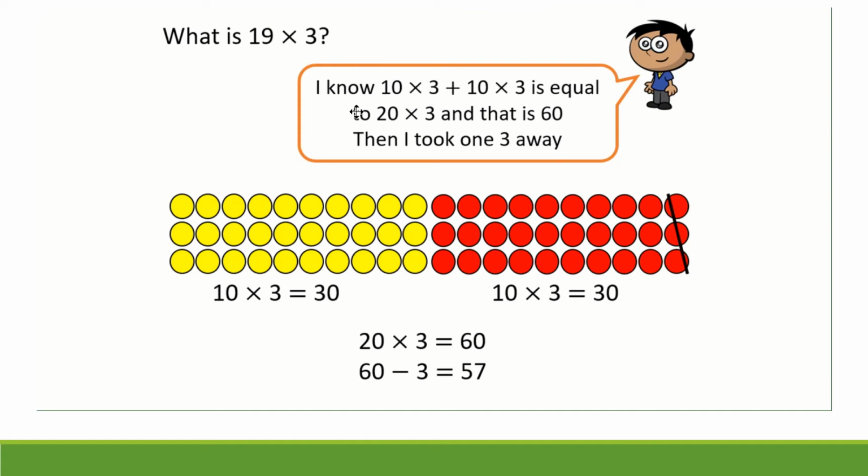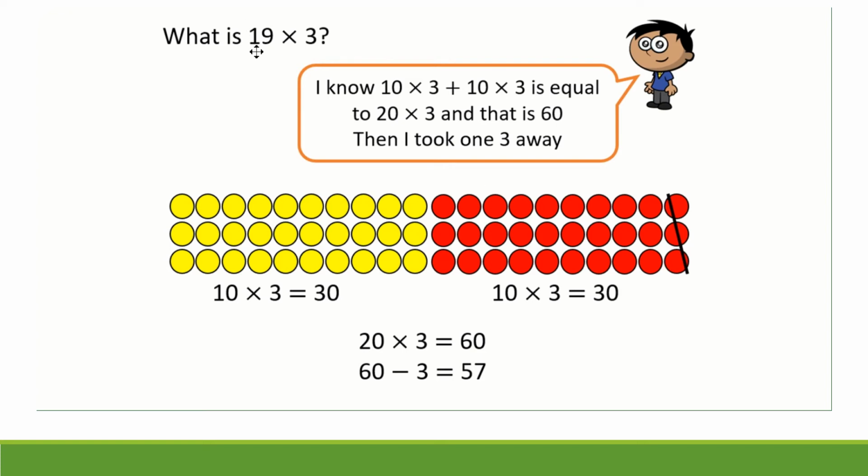So Jack says that he knows that 10 times 3 plus 10 times 3 is equal to 20. So he knows that 10 lots of 3s add 10 lots of 3s, and we have 20 lots of 3s all together. So 20 lots of 3s gives us the answer of 60, because 10 times 3 equals 30, plus 10 times 3 equals 30, and we add those two 30s together and we get an answer of 60. So 20 times 3 equals 60. Is everyone keeping up so far?